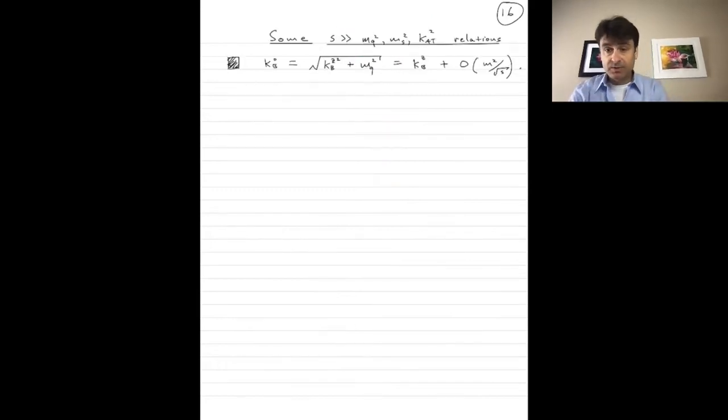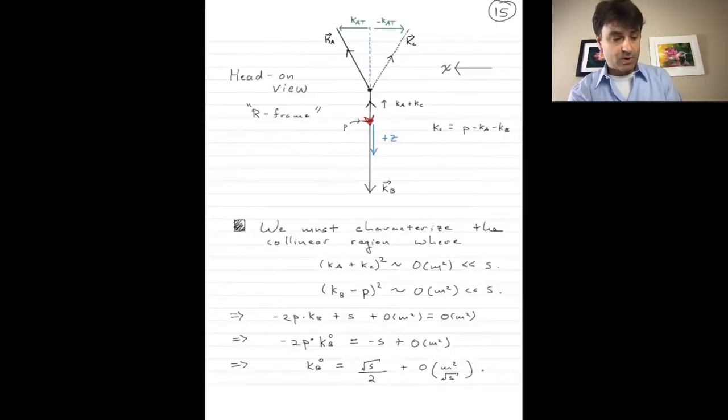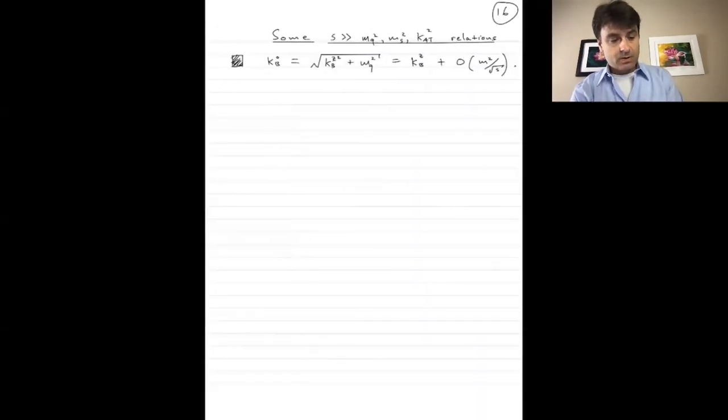Some other relations that we need as we go to large S, large relative to actually all of these things. Now I'm going to say S is large not only relative to mq squared and ms squared, but since we're now looking at the small transverse momentum here, that's the collinear jet limit, the collimated set of particles, then Ka transverse squared also has to be much less than the center of mass energy squared.